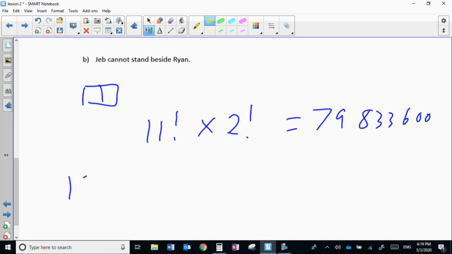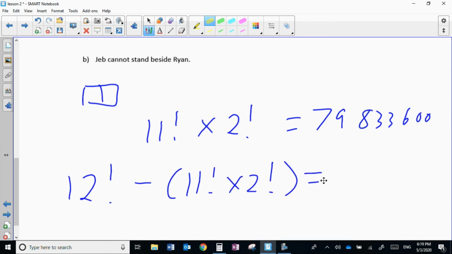Well, we actually want them to not stand together, so we subtract that from the total. And we get an answer of, it's gigantic again, 399,168,000 different ways of arranging 12 players on a basketball team where Jeb and Ryan don't stand beside each other.